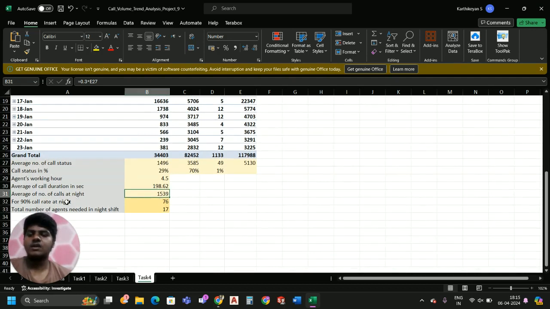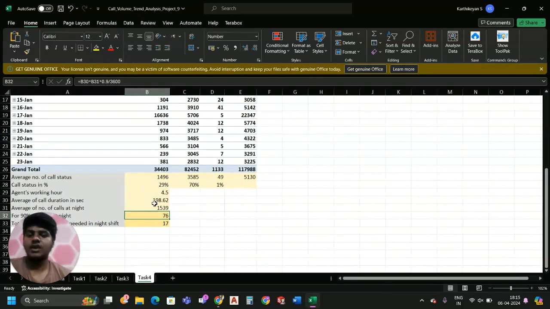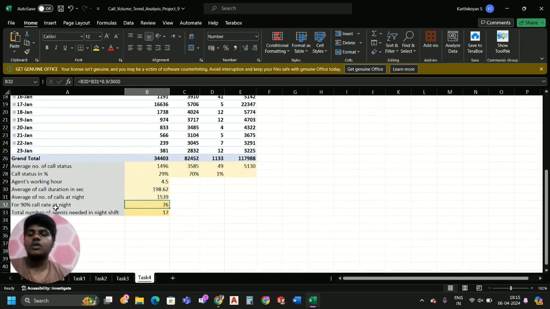To increase the answered calls, that is 90 out of 100 calls should be answered, I have used this formula. I have calculated 1539, that is the average number of calls at night, into the average call duration, into 0.9 since I want 90%, divided by the working hours, so that the whole is in hours. So to get a 90% call rate at night, 76 hours need to be worked by the agents.